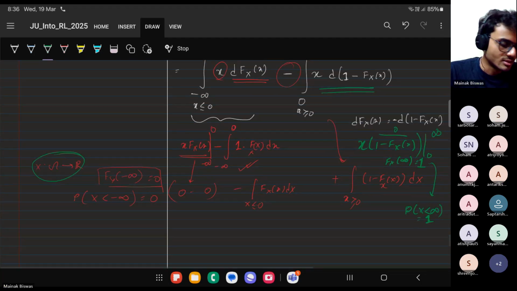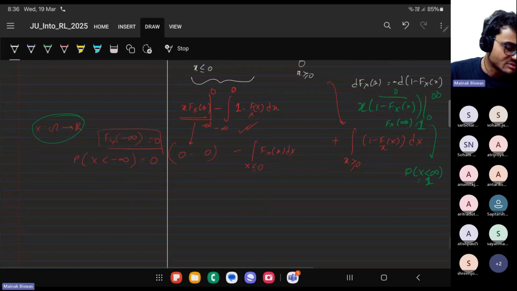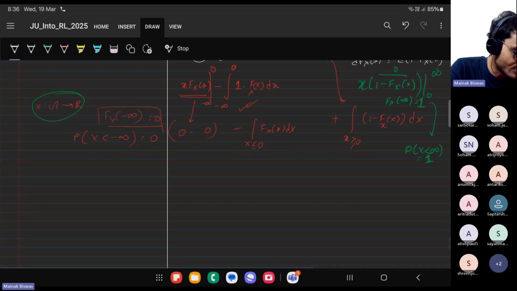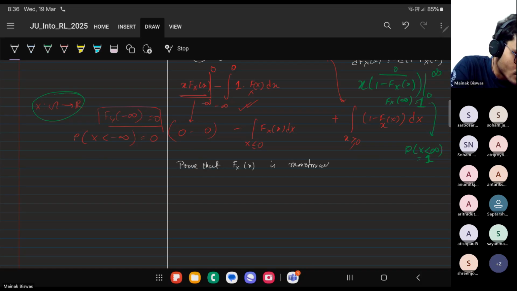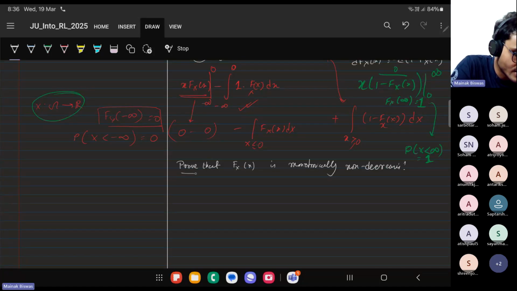Yes. Yeah. So let us do one question. I had not planned to do this, but let's do this nonetheless. This maybe will revise the concepts that we did. So I want to prove that if F of x is monotonically non-decreasing, that means it is either increasing or remains constant in some places. Can we prove this?